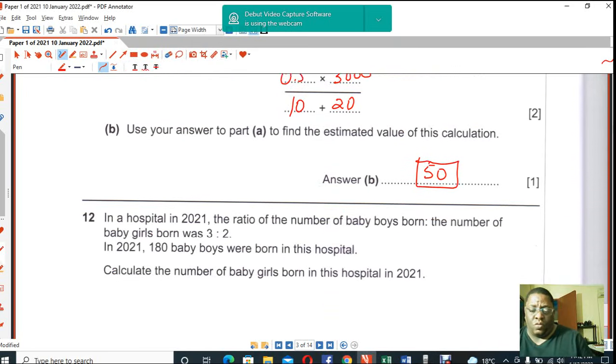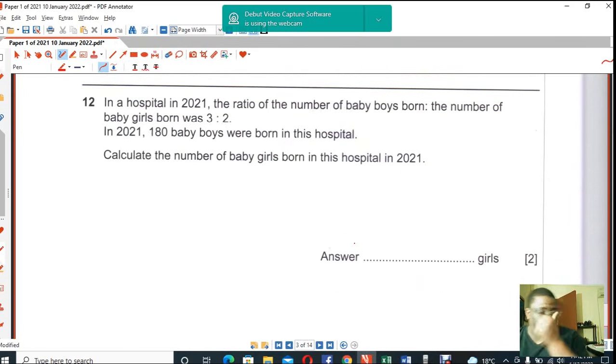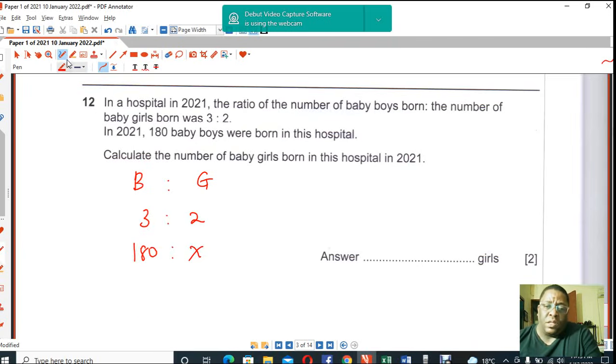Okay, let's continue. We're going to do question 12. In a hospital, they're saying the ratio of baby boys to girls. So boys are first and girls second, so boys is 3 is to 2. And then they say there were 180 boys and we need to find how many girls there were.